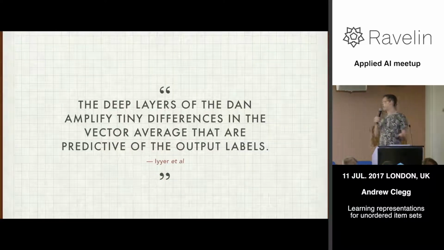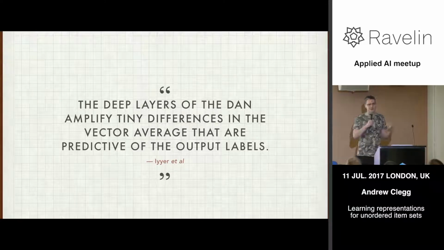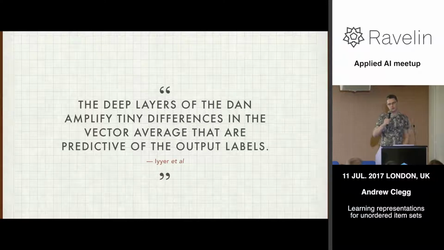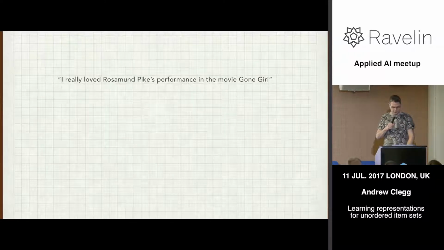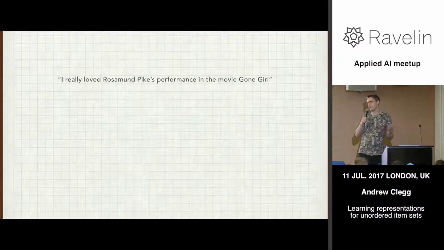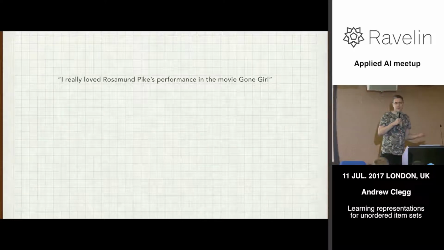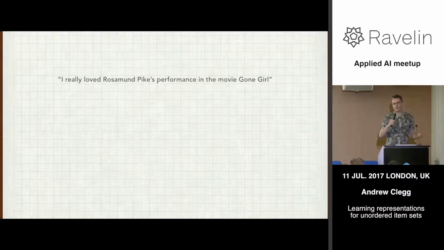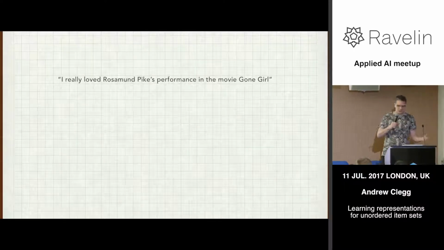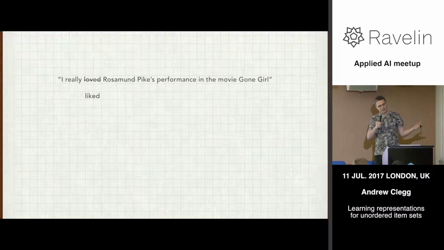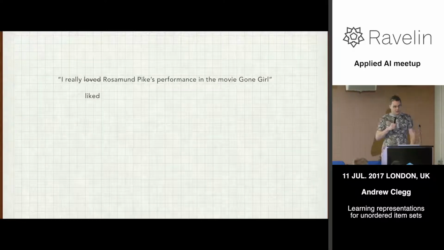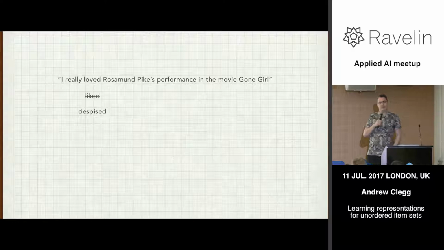So how does this work? Why does this work? Well, the way the authors put it is the deep layers of the deep averaging network, that is the further-on fully connected layers, amplify tiny differences in the vector average that are predictive of the output labels. They give this sentiment analysis example. Imagine the sentence, I really loved Rosamund Pike's performance in the movie Gone Girl. I think it was all right, personally. So maybe I might say liked instead of loved. But maybe someone else might say despised instead of liked.